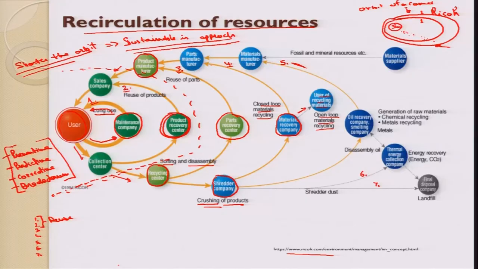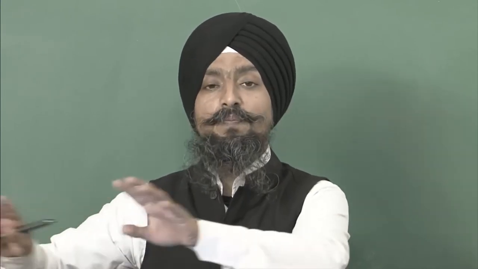Second is open loop. The material recovery company sends the material to a user of recycled materials, a different company who can use this material for any purpose they like. Aluminium has various applications. Steel, if it is recycled, can have various applications. Thermoplastic materials have many different kinds of uses. It can be used there. So this is open loop.